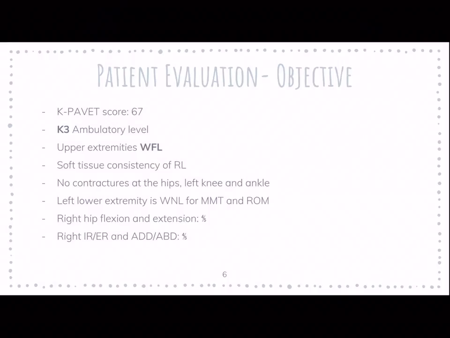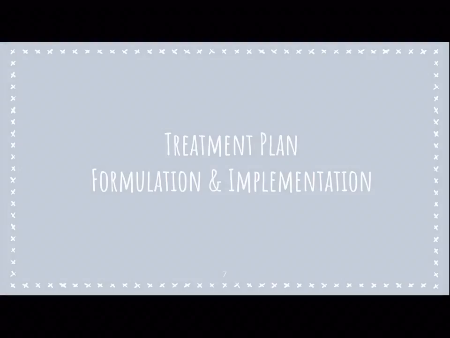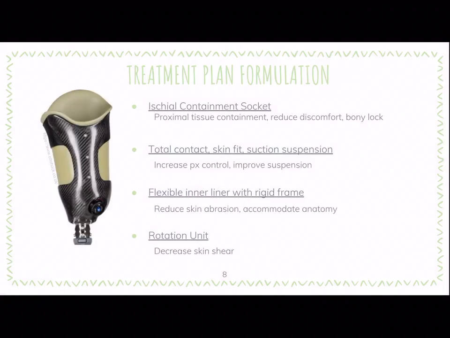Like I mentioned, her consistency is pretty soft, but she has really good skin condition with great coloring and intact blood flow, and she doesn't have any major scarring, no invaginations. Based on all the previous ADLs I mentioned, she is considered a K3 ambulator with a K-PAVIT score of 67. So moving on to treatment plan and formulation implementation.